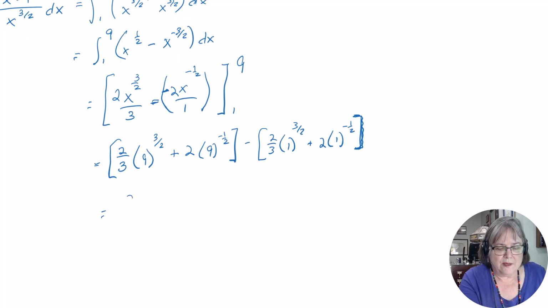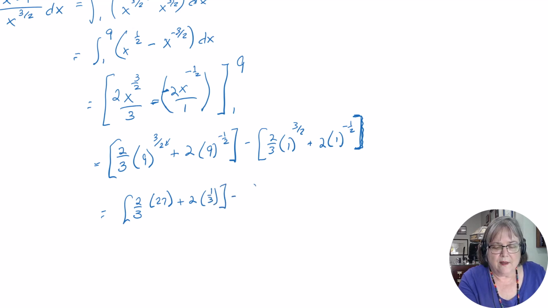And so this is 2/3, and you work from the bottom up, right? So this is the square root of 9. So the square root of 9 is 3. 3 cubed is 27. Plus 2, the square root of 9 is 3. And then it wants a negative power of it, so it's 1/3. Minus, okay, 1 to any power is 1, right? So you got minus 2/3 plus 2.